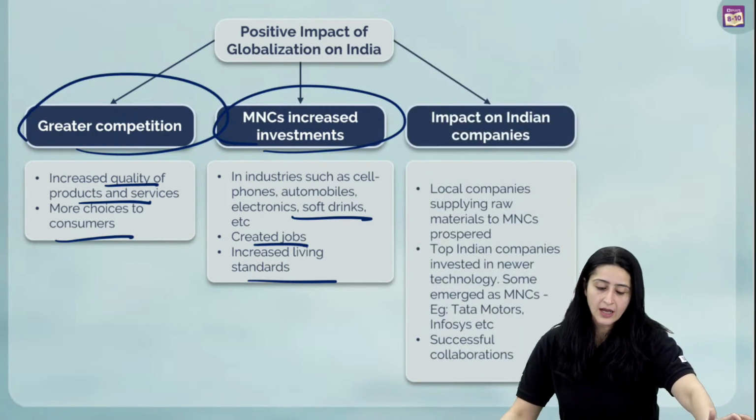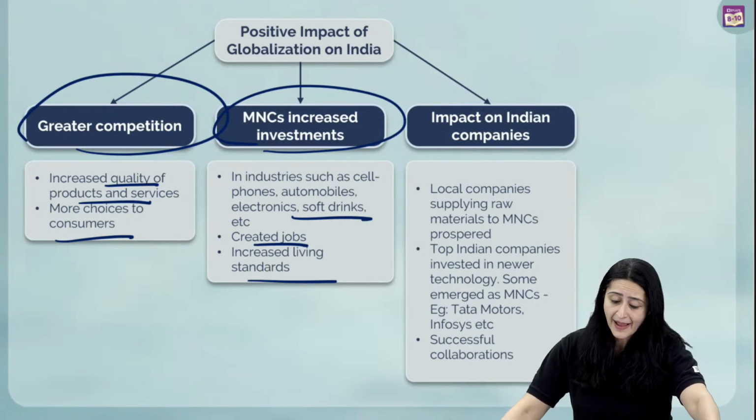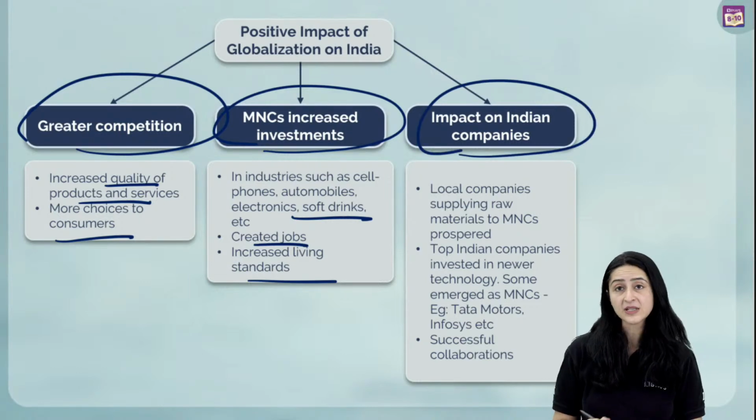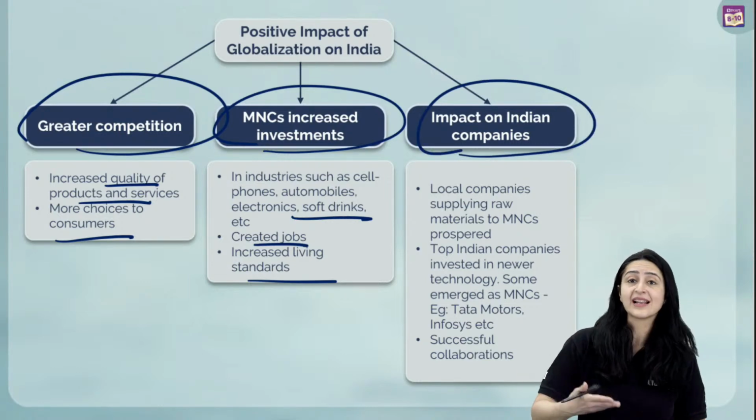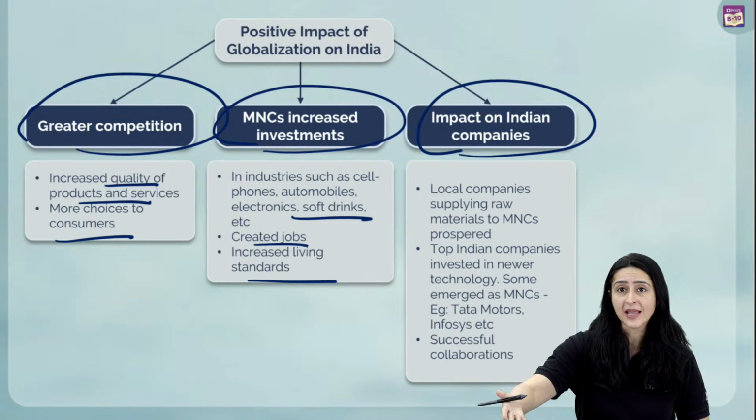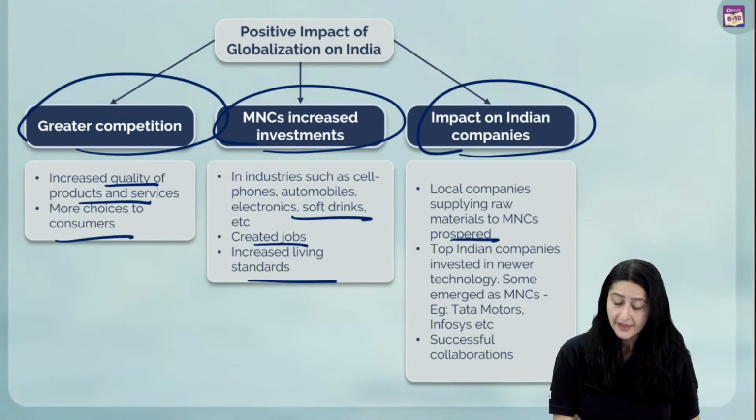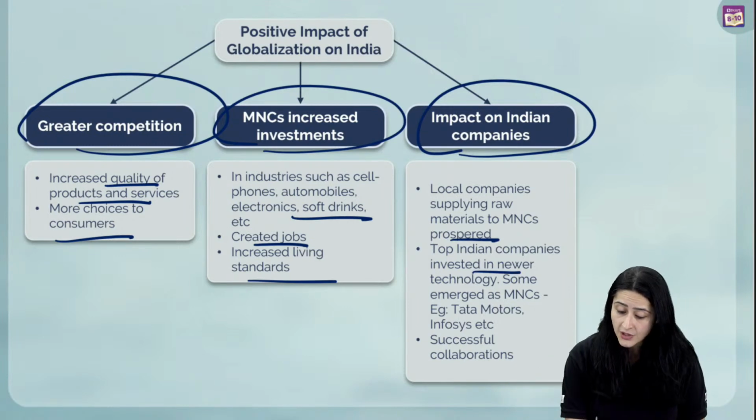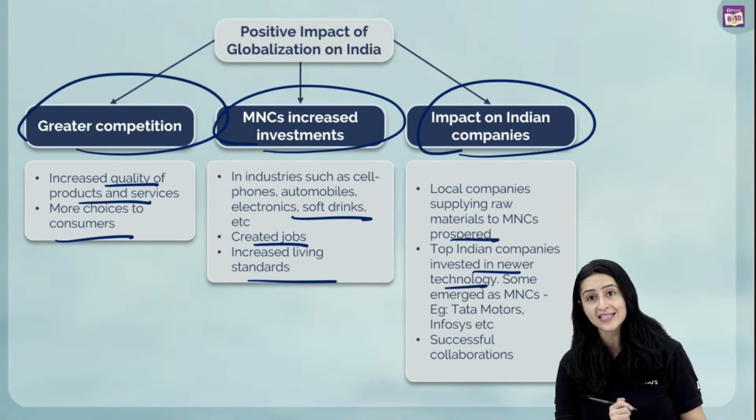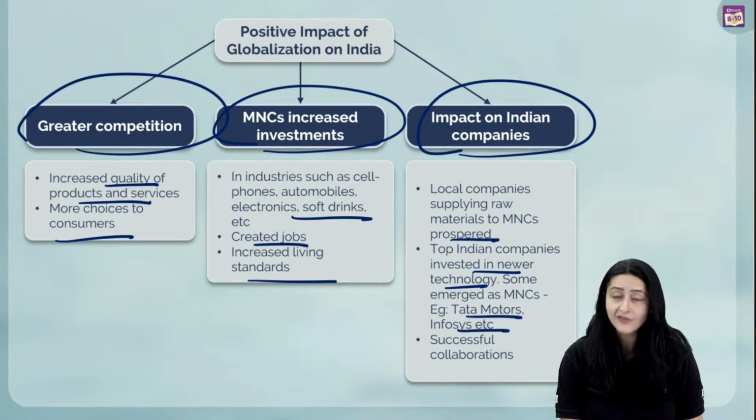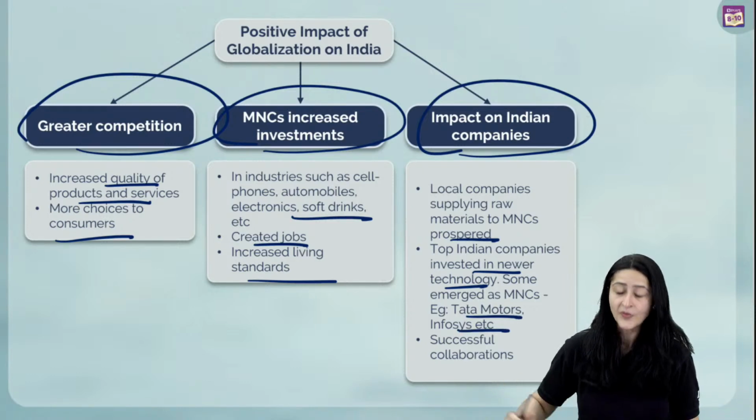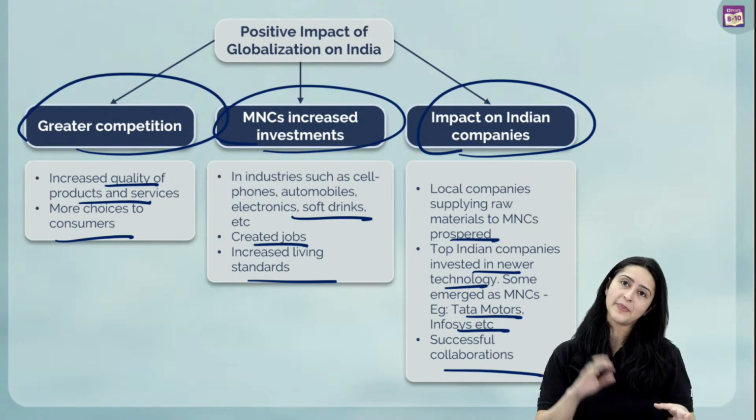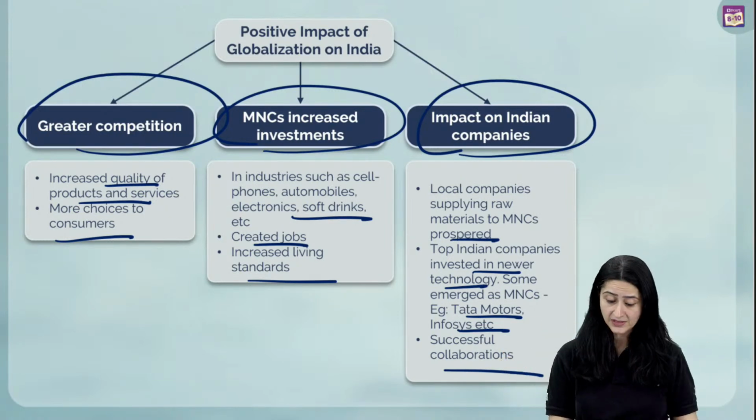And in terms of, again, another positive impact, it has an impact on Indian companies. How does this help Indian companies? Well, there are local Indian companies that are actually providing raw material to these MNCs, and so their business does better, they are prospering. Top Indian companies are getting into newer and newer technology, and some of them have become MNCs themselves. So this is positively impacting globalization also. Also, there are many successful collaborations between the Indian companies and the foreign companies, so all of this is positive.